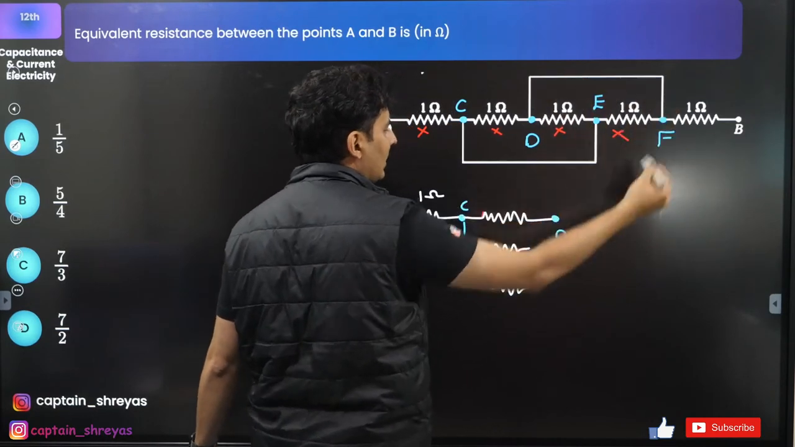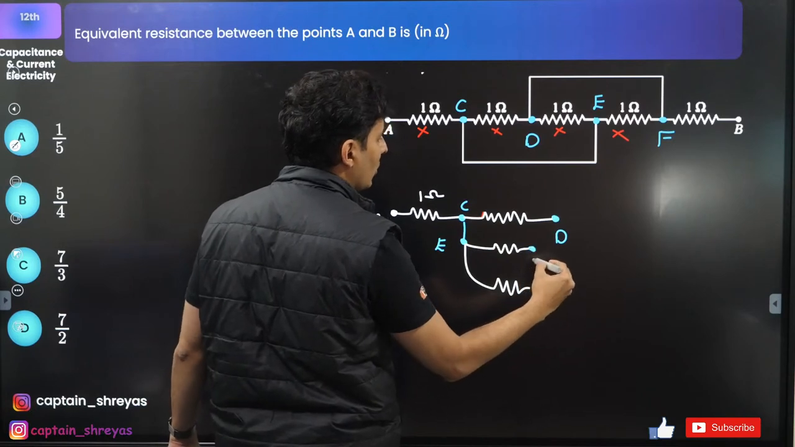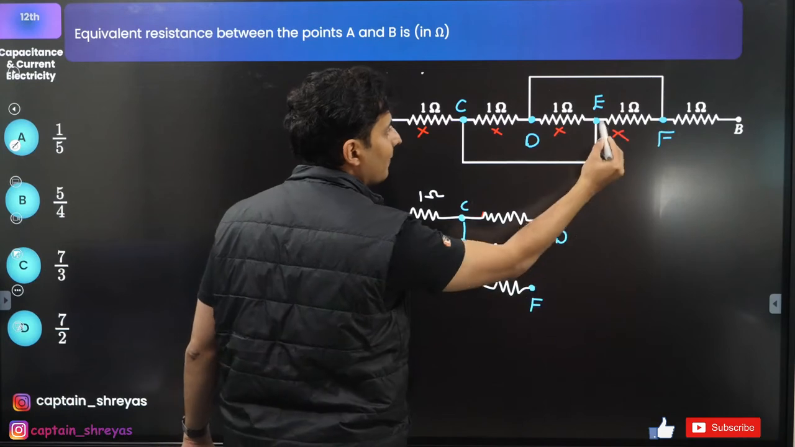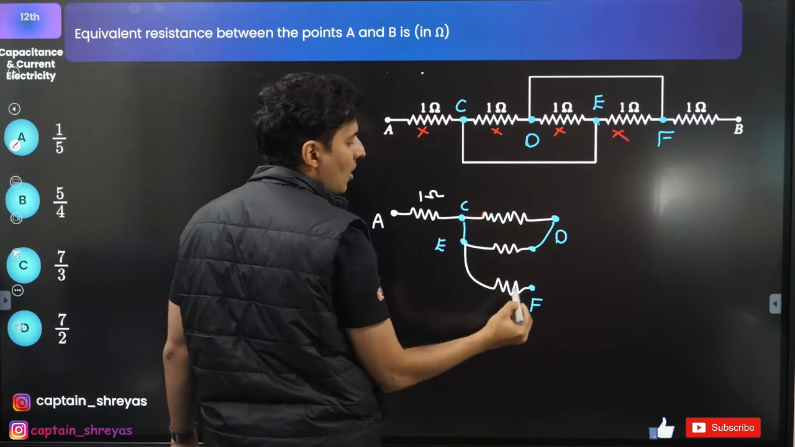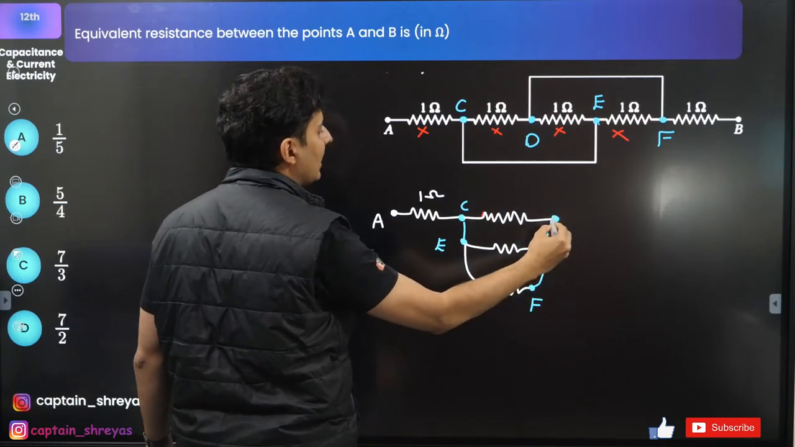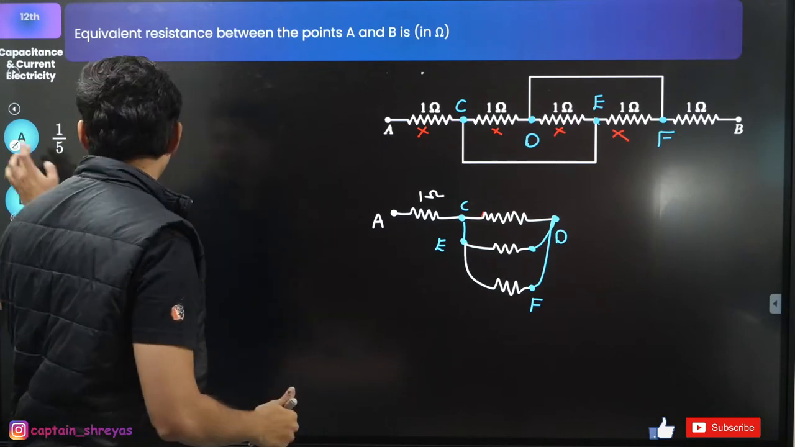F and D are connected to each other. So maybe one of the resistors is connected to D again. And although this resistor is connected to F, F is indirectly connected to D only. Do you see that, guys? Everyone with me? Yep, perfect.